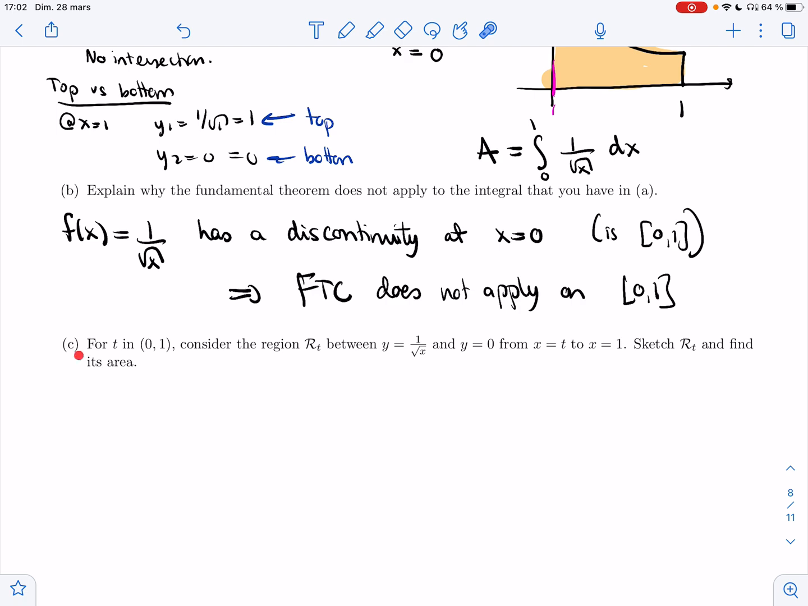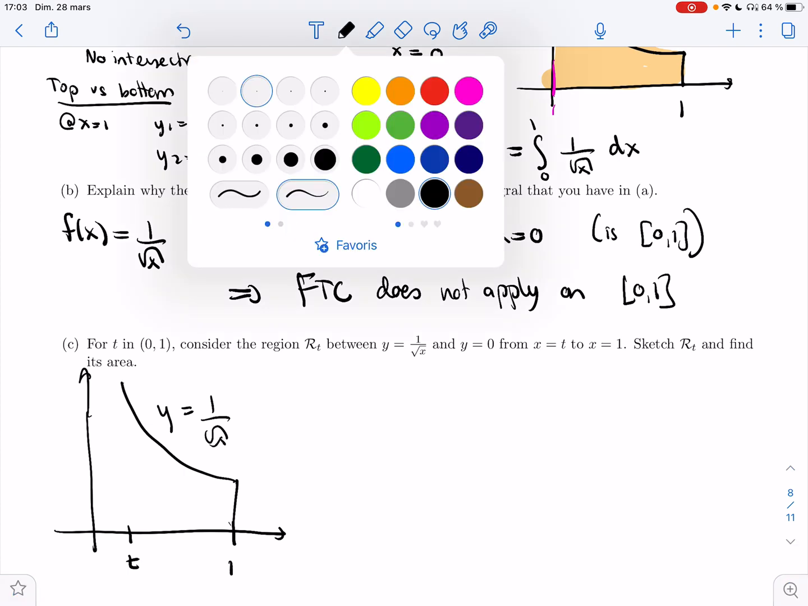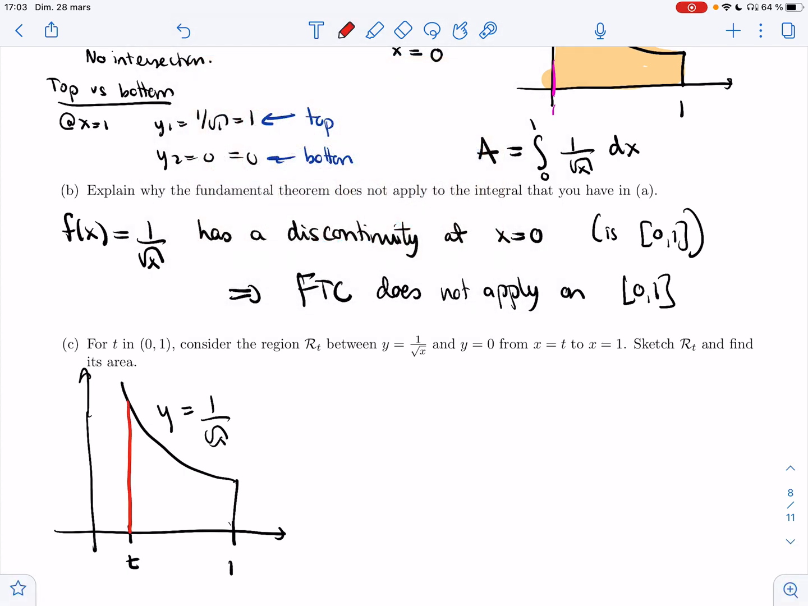All right, so for t in (0, 1), consider the region R_t between the same two curves from x equals t to x equals 1. So what I have is my t and I have my 1. I have my curve y equals 1 over root of x, and I'm going to stop right here. All right, so this is the region we're talking about. Now on this region, f is continuous.